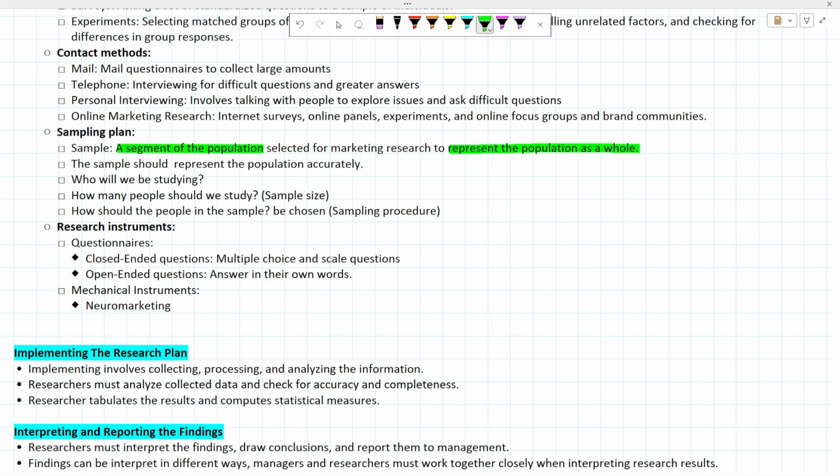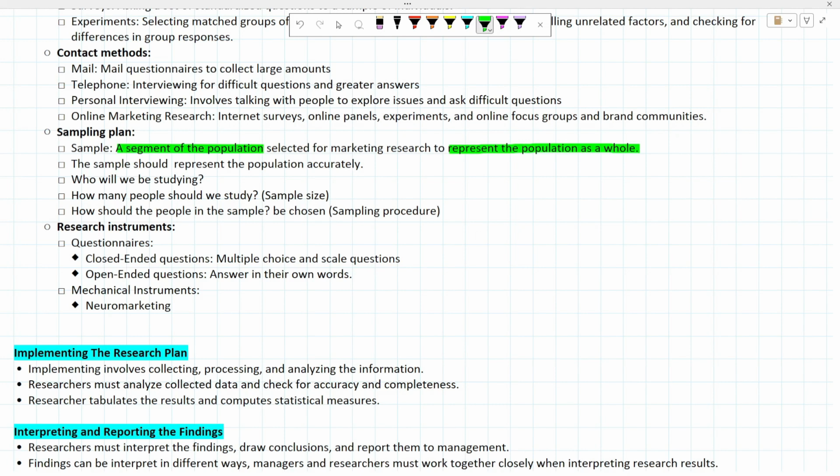So research instruments, you have questionnaires, which are closed-ended questions. Closed-ended means multiple choice and scale questions, like ranking this from 1 to 10, or how do you feel from 1 to 10 about this certain subject or scenario? Open-ended questions are answers in their own words. So please explain why, or how do you feel about this, or what would you do in this situation? So it's more of a long answer.